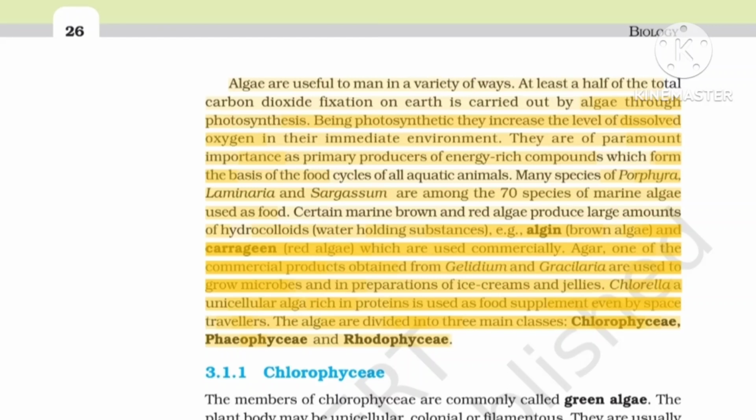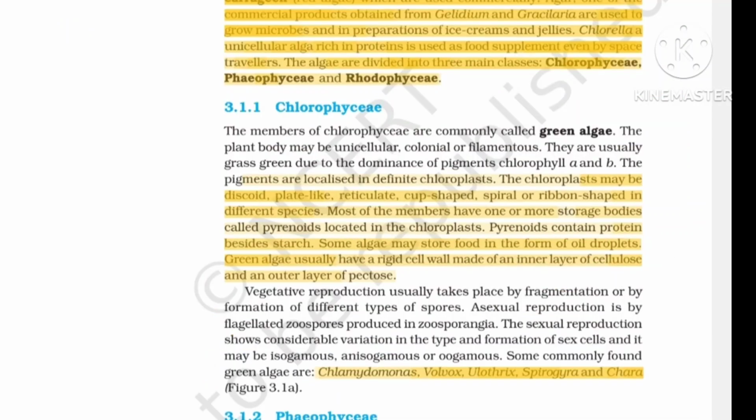Algae are differentiated into three types, that is Chlorophyceae, Phaeophyceae and Rhodophyceae. Let's talk about them one by one. Okay. Then let's talk about the Chlorophyceae, which is commonly called green algae, and they have pigments called chlorophyll a and chlorophyll b.